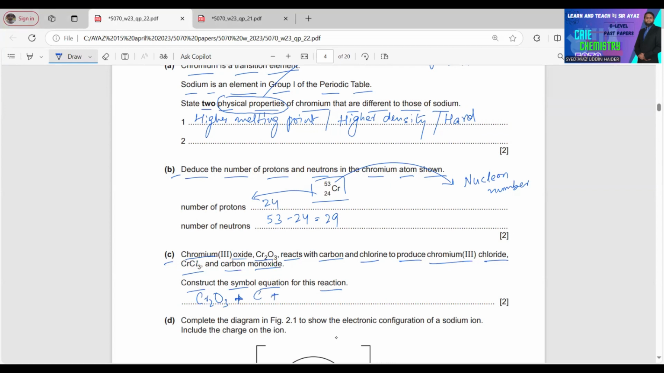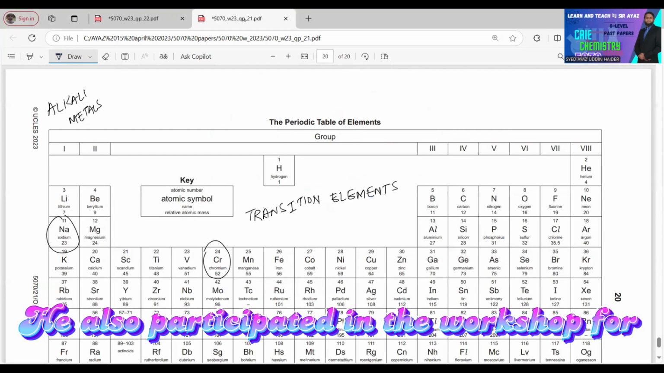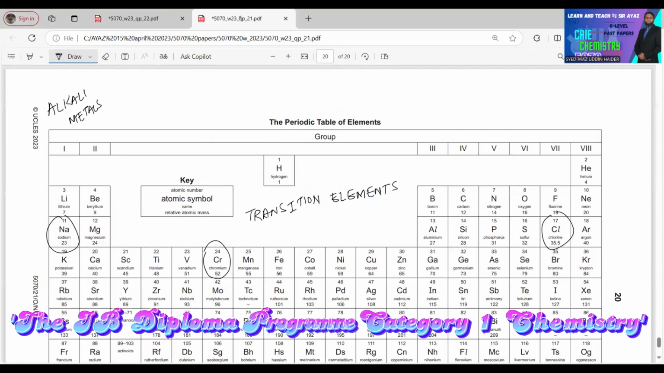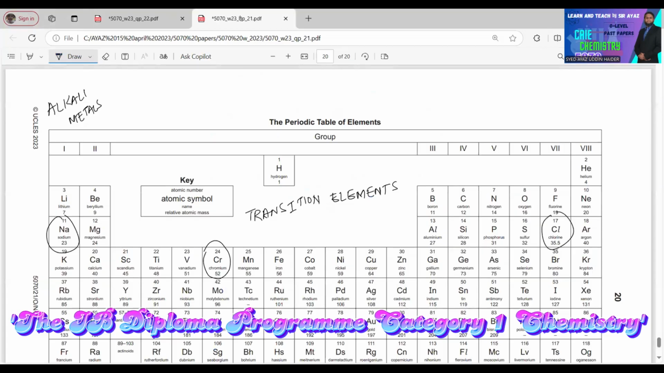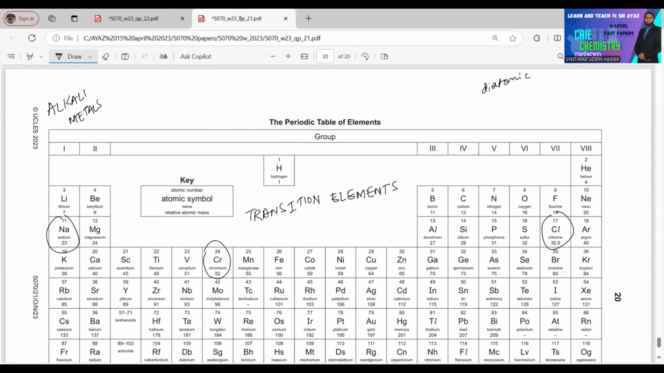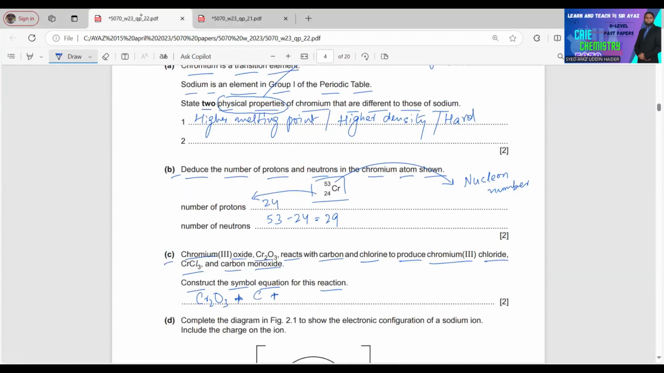Chlorine. Chlorine belongs to group 7. They all exist as diatomic. Group 7 is typical, so you'll write Cl2 for chlorine. What else we have? Now they are saying the products produced here. The product produces chromium 3 chloride, which is CrCl3. Carbon monoxide is CO.